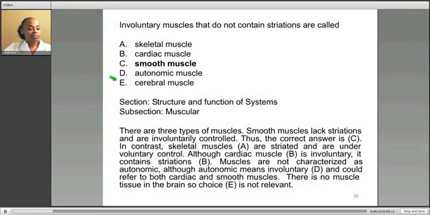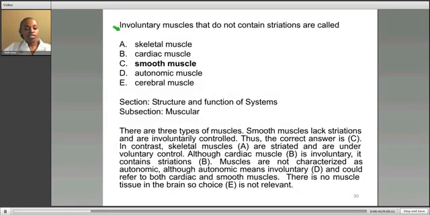choices. We have skeletal muscle, we know that's a correct type of muscle. B, cardiac muscle, that's a real type of muscle. C, smooth muscle is also a type of real muscle. What is autonomic muscle? Autonomic means something that's involuntary, but we do not distinguish any one type of muscle inside the body as autonomic muscle.